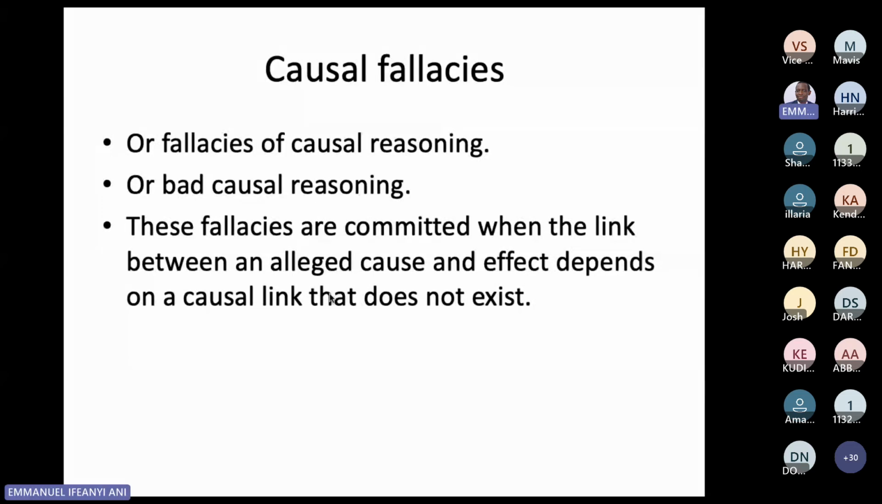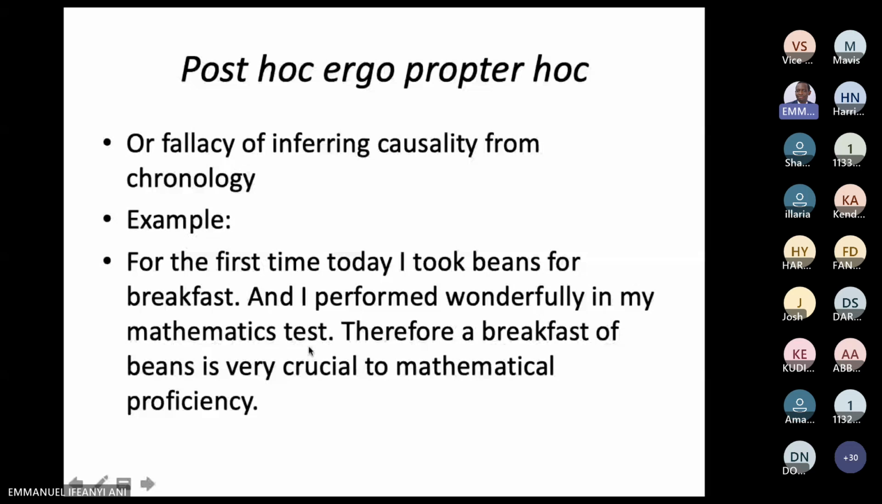Okay, so let's look at causal fallacies, or fallacies of causal reasoning, or bad causal reasoning. These fallacies are committed when the link between an alleged cause and effect depends on a causal link that does not exist. So the first one is the one we call the post hoc ergo propter hoc.